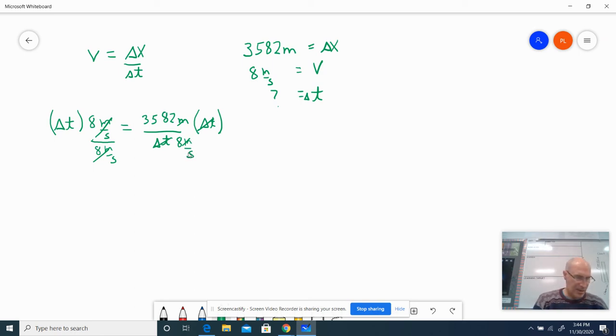3,582 divided by 8 equals some weird number, which I'm going to round. And so I end up with a final answer of delta t, my change in time, equals 3,582 meters divided by 8 meters per second, equals 448 seconds. And so I can solve for how long it's going to take my object to travel. This equation can be used if you know 2 of the parts in that equation, you can use it to solve for the third part.